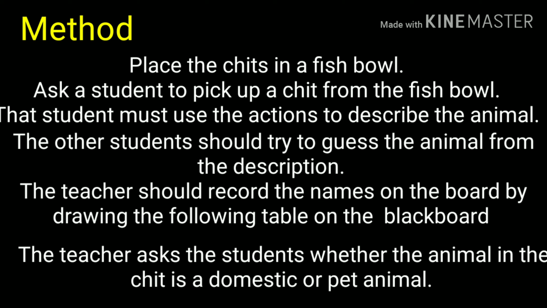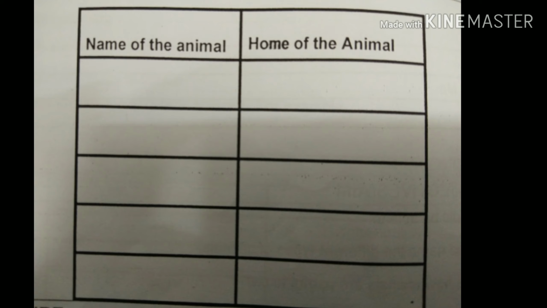The other student should try to guess the animal from the description. The teacher should record the names on the board by drawing the following table on the blackboard. The teacher asks the students whether the animal in the chit is a domestic or a pet animal. The teacher asks the students the places where these animals are kept, and gradually this is how the teacher would lead the students to the topic of domestic and pet animals. Okay, so here is how the teacher would write the name of the animals on the left hand side and their respective homes on the right hand side.